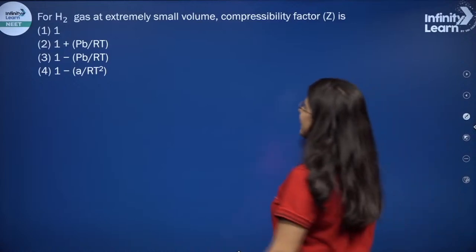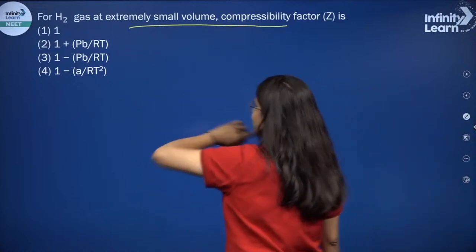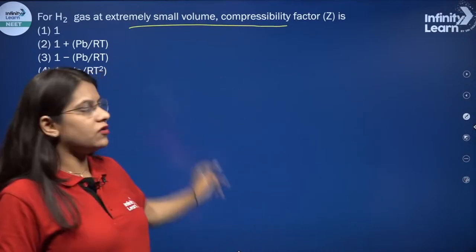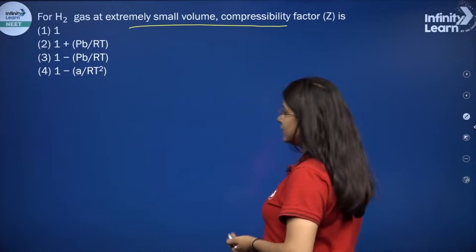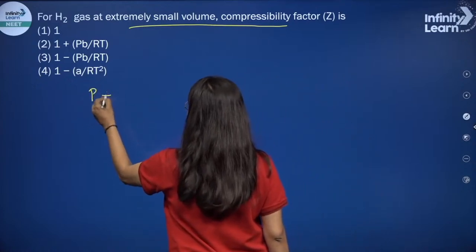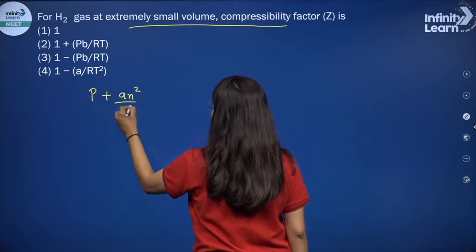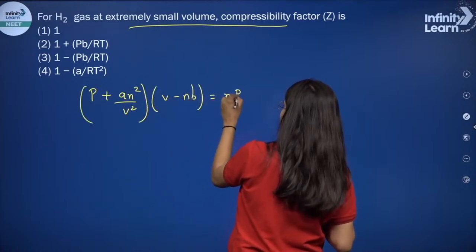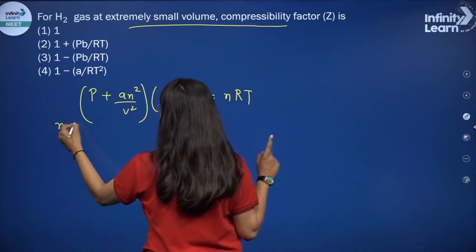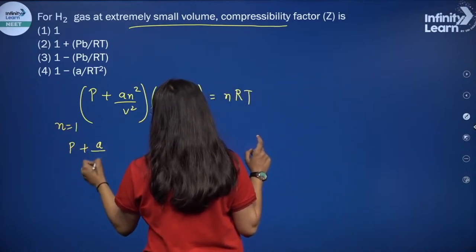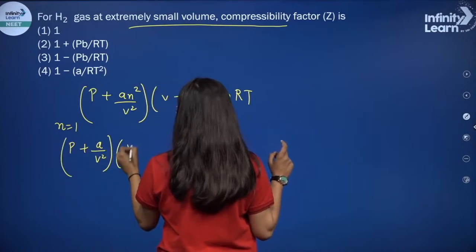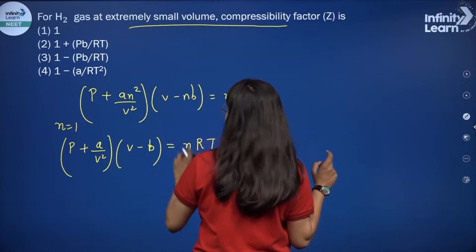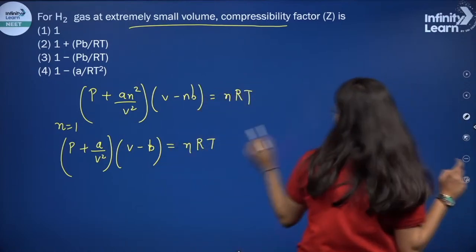For H2 gas at extremely small volume, the compressibility factor Z is? So for H2 gas, it is given that we are taking a very small volume. So we need to find the compressibility factor. Kaise nikalte hain? Equation is (P plus an² by V²)(V minus nb) is equal to nRT. Now for 1 mole, n is equal to 1, so it will be (P plus a by V²)(V minus b) is equal to RT.